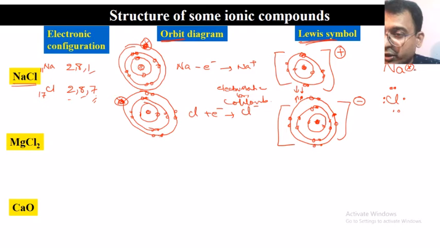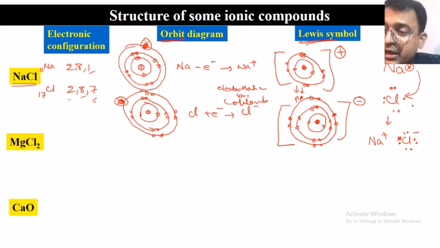So what is sodium going to do? It is going to transfer, that is very important, the electron to chlorine. So then what will form? It will form sodium plus and the chloride ion. In the chloride ion, the electrons can be shown in this way. This small cross shows that this is the electron from sodium. It is clear. In the same way we can represent these structures for magnesium chloride and calcium oxide.